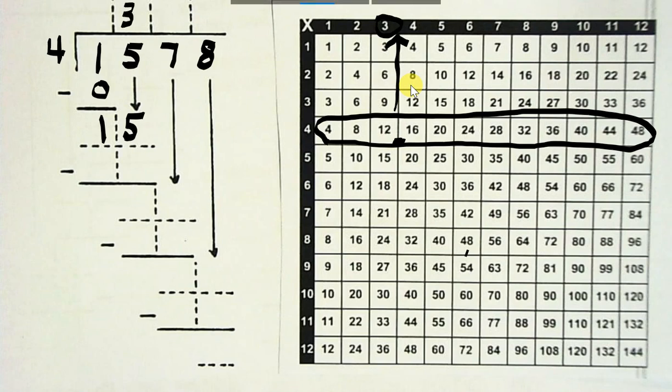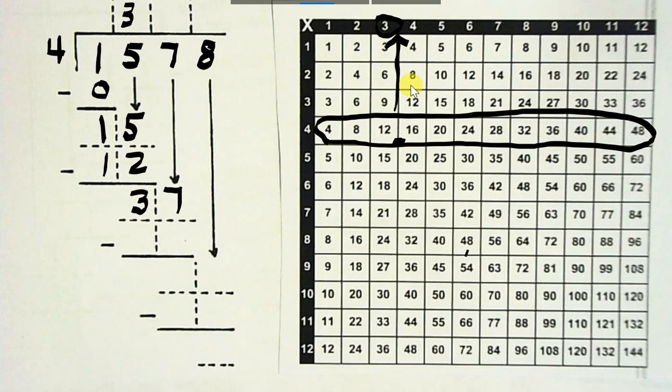So 3 is the number that we're going to put above right there. We got 3. So 3 times 4 is 12. Now the next step is to subtract. 15 take away 12 is 3. The 7 goes down the medium elevator. Now we're looking at 37.